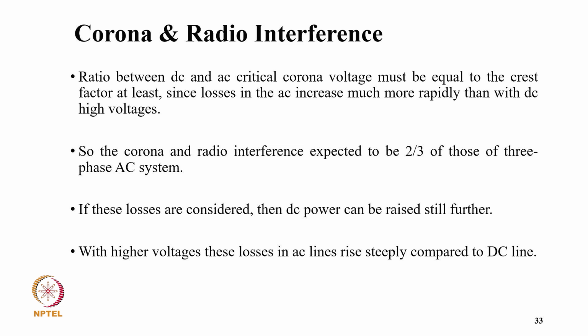Now coming to corona and radio interference. The ratio between DC and AC critical corona voltage must be equal to the crest factor at least, since the losses in AC increase much more steeply than with DC high voltage. So the corona and radio interference are expected to be two-thirds of those of a three-phase AC system. If these losses are considered, then the DC power can be raised still further. With higher voltage, these losses in an AC line rise steeply compared to a DC line.